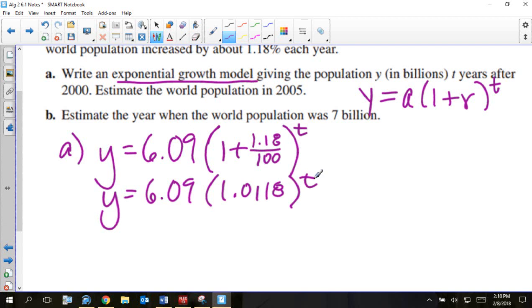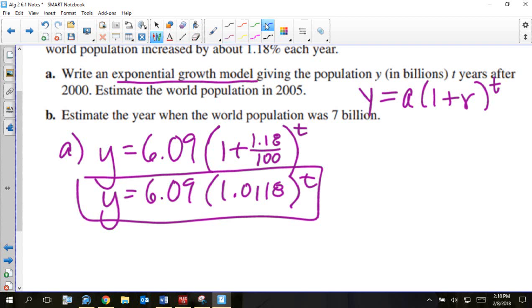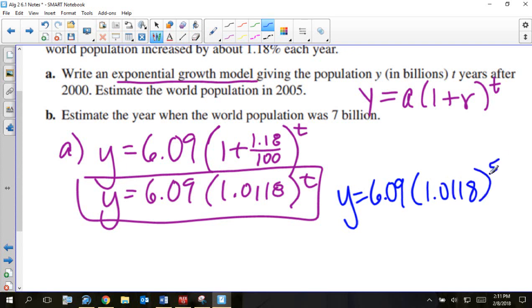So that's the growth model, and then it says estimate the world population in 2005. So here's the growth model. And we need to estimate the world population in 2005. What do I need to plug in for what? To get the world population in 2005, what should I plug in? And where? Five for years, yeah, for t, perfect. So we're going to plug in 6.09 times 1.0118 to the 5.